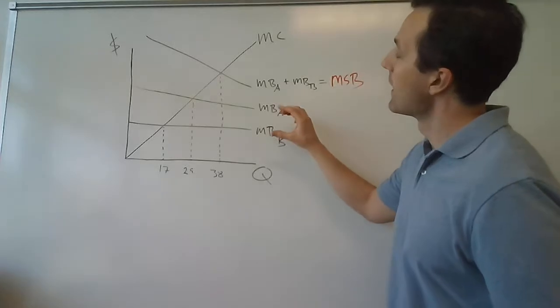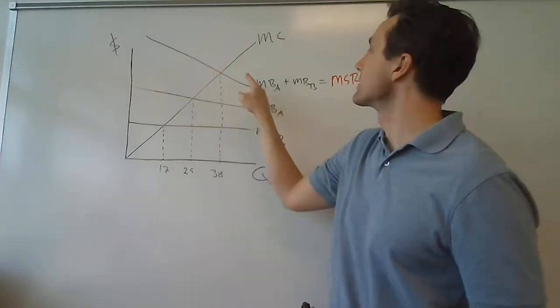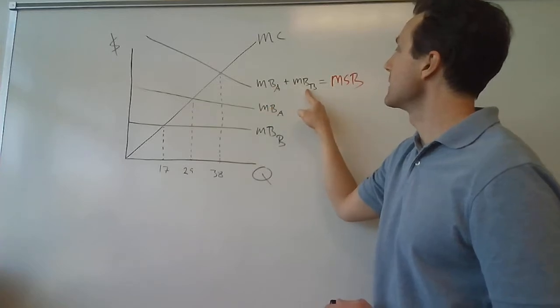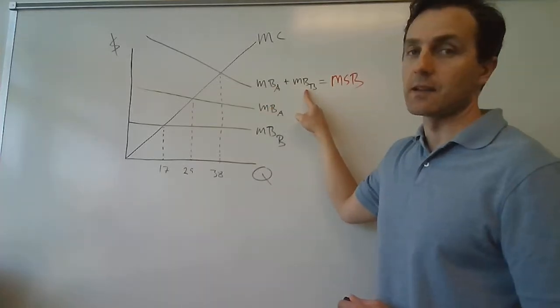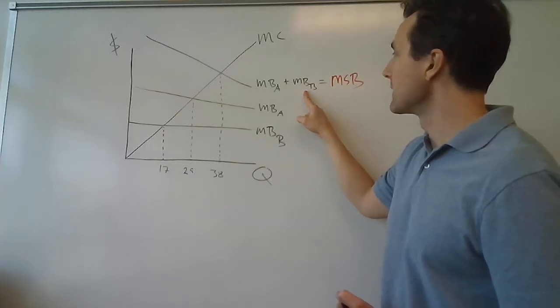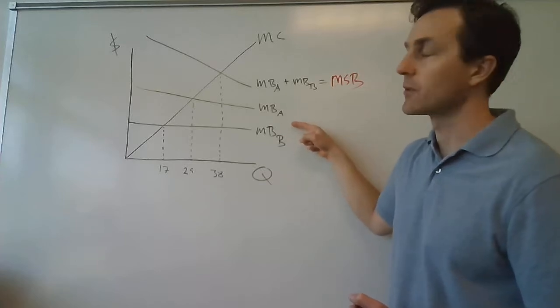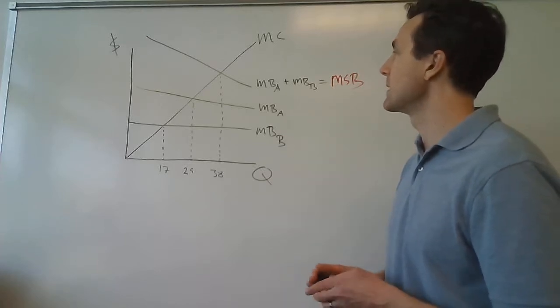So basically, I know I didn't draw it perfectly, but the way this curve, the marginal benefit A plus the marginal benefit B, should be drawn, and the way that I tried to draw it, is that the height of it is equal to the sum of the two heights for these two curves, the marginal benefit for A and the marginal benefit for B.